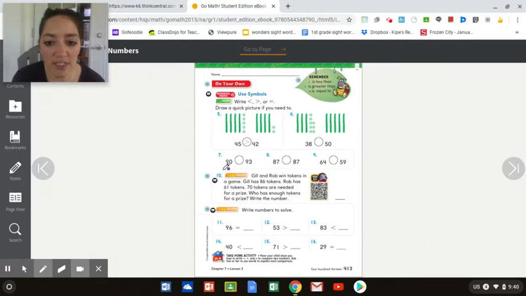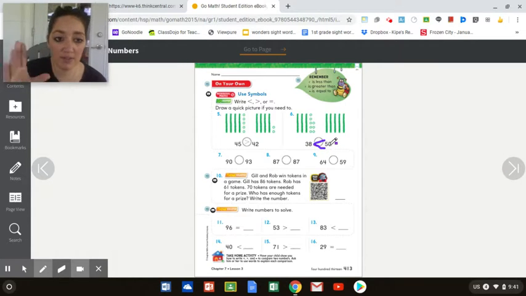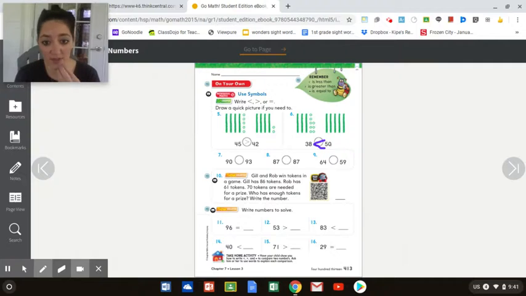So for example, for number 6, we have 38 and 58. Well, we could look at the tens place value because they're different numbers. So we know that 38 and 58, well, there's more tens in 58 because 5 is bigger than 3. So we're going to say 38 is less than 58. So you see the arrow is pointing to the 38 and opening towards the 58 because it's bigger. And then you're going to do the same for 7, 8, and 9. So now you can answer 10.